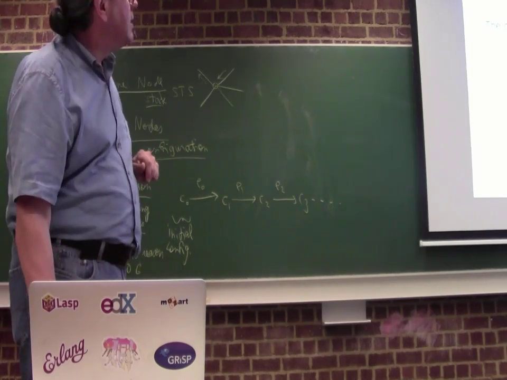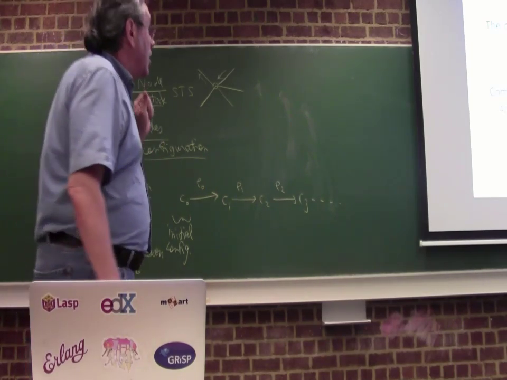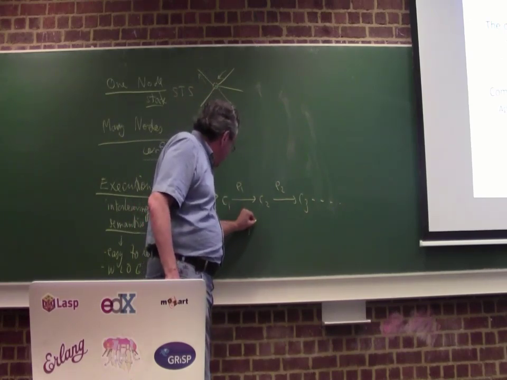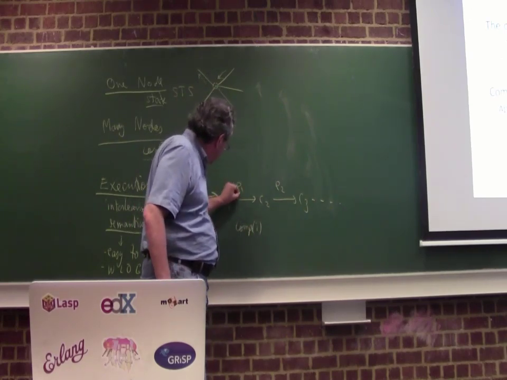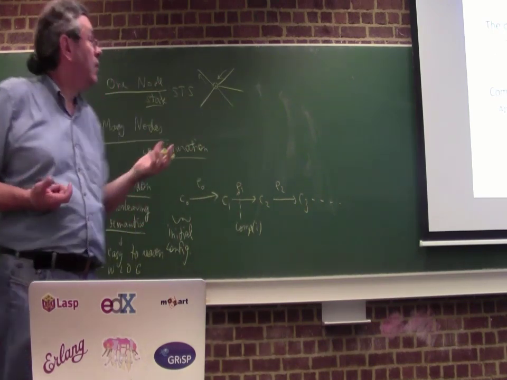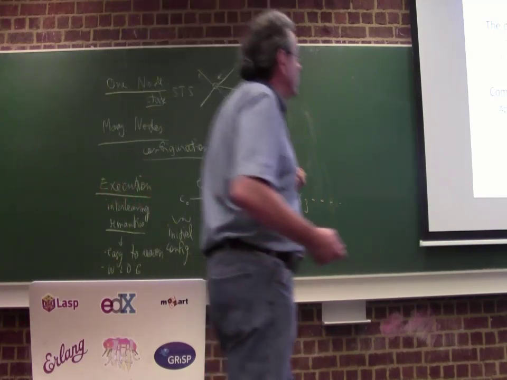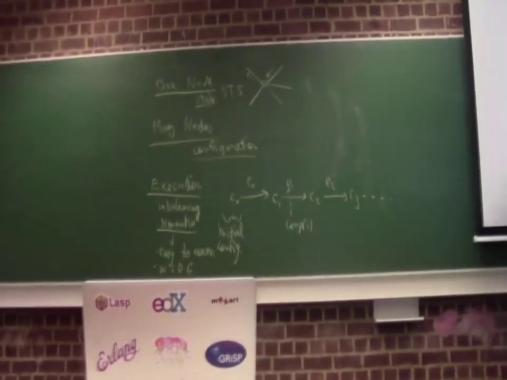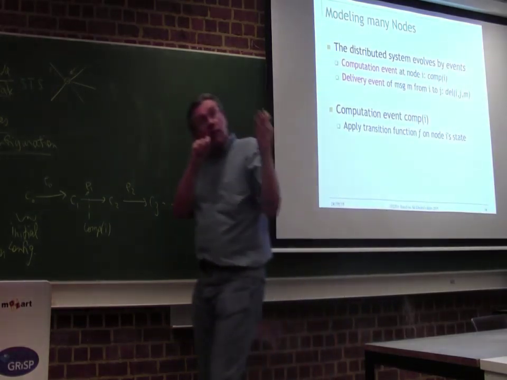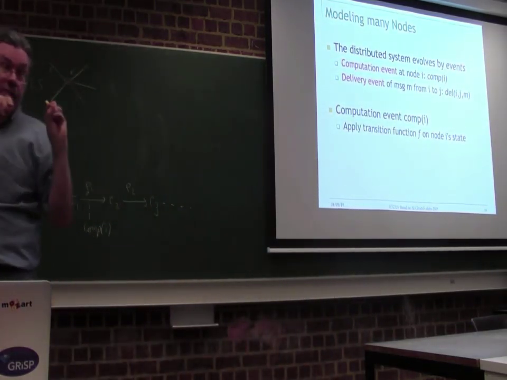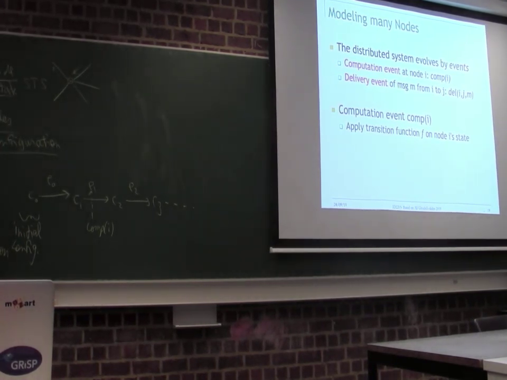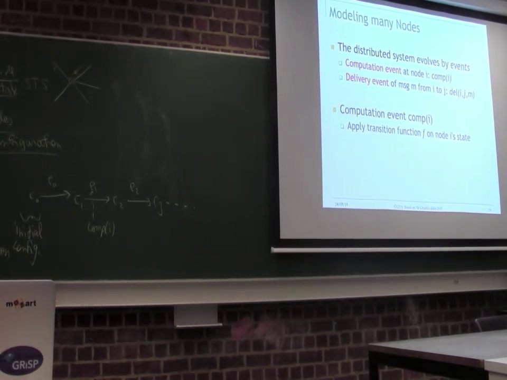And there's only two kinds of events. A computation event, comp I, where we basically are doing local computation. We're applying the transition function f on the node I state. So the node will do its local transition. It will read the inbuffs, it will change its state, and maybe put messages in the outbuffs, send messages.